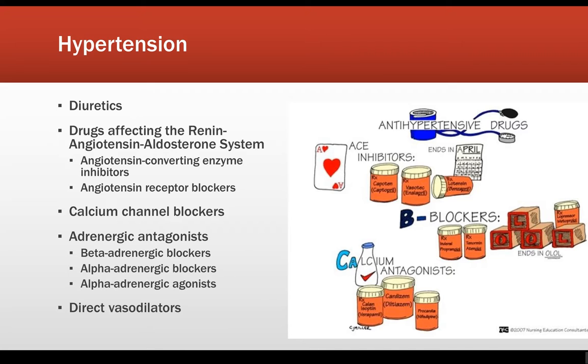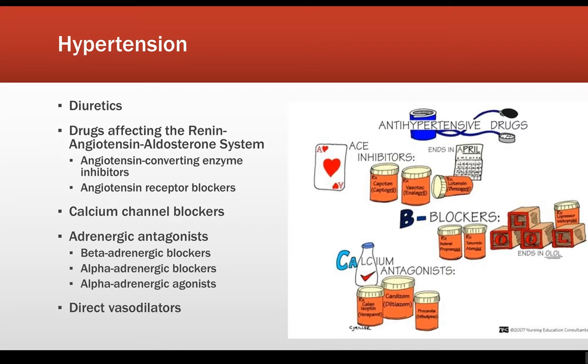Your angiotensin receptor blockers, or your ARBs, they're basically going to block the action of the angiotensin 2 after it is formed. It's very similar to the ACE inhibitors, but they've been found to have fewer side effects. So again, basically they're going to have the same action, but they're going to have less side effects, and they're going to be blocking angiotensin 2 after it's formed.